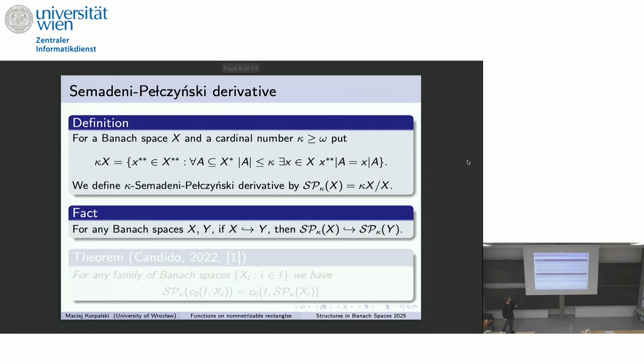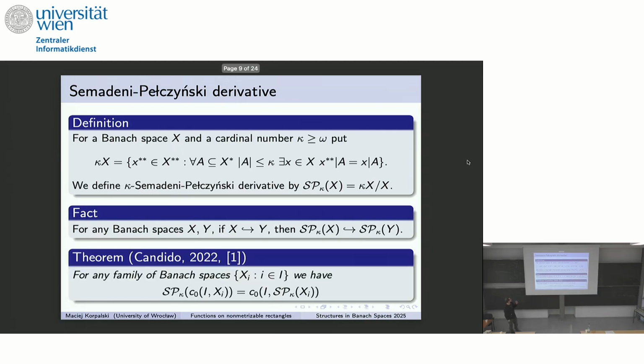But first things first, this is an isomorphic invariant, which is very nice. And Candido showed this very nice result. Of course, he was doing this for the Semadeni derivative, which is a little bit different, but just rewriting the symbols, this is basically the same. So the point is that the c0 product commutes with this derivative. It will be very useful.